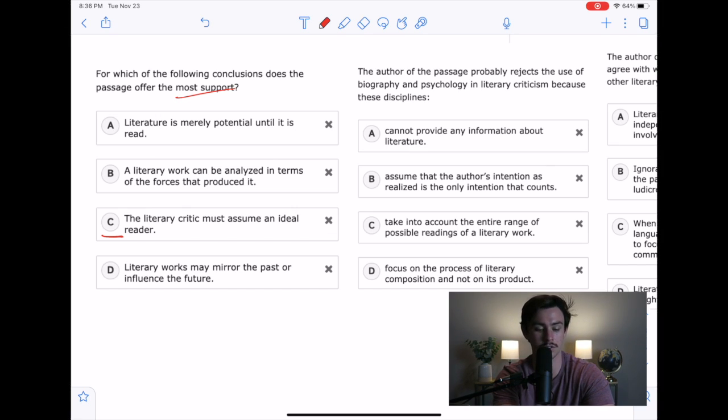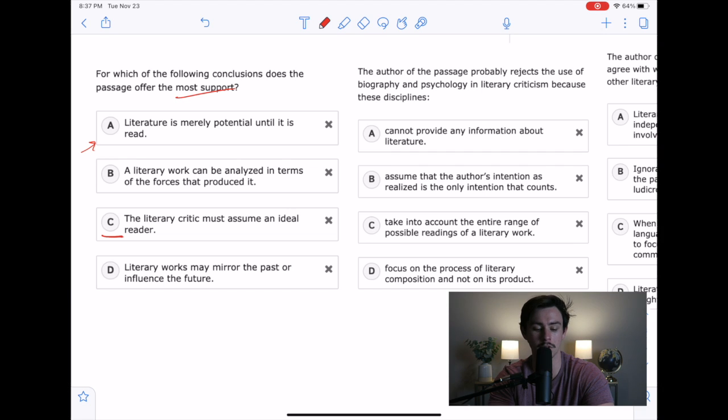If I remove this idea that literature is more than just potential until it's read, that doesn't really hurt what a formalist critic does. But if I remove the idea that a literary critic should assume an ideal reader, well, that's a huge step. That's 50% of what a formalist critic does. So that really hurts the argument that this is the right way to do it. It's like you're kind of wasting your time.